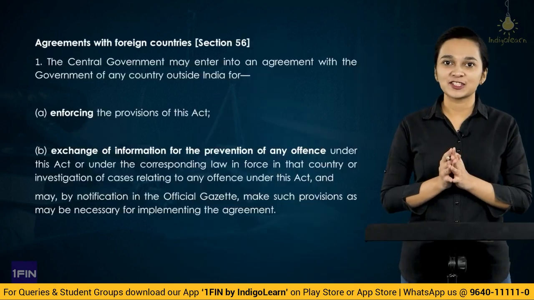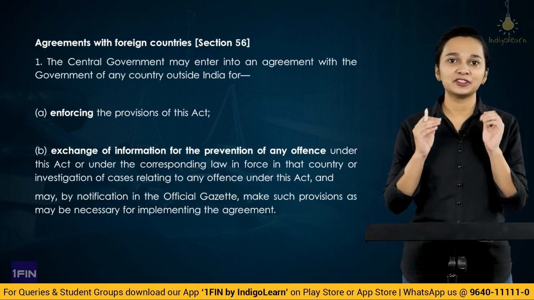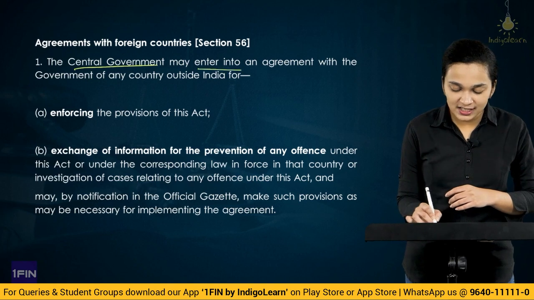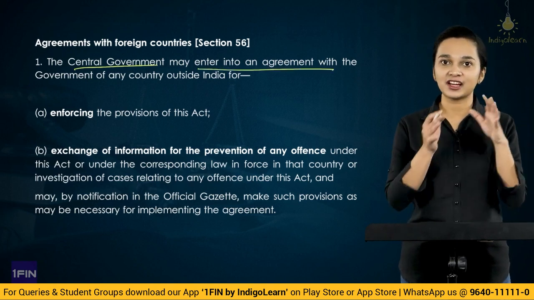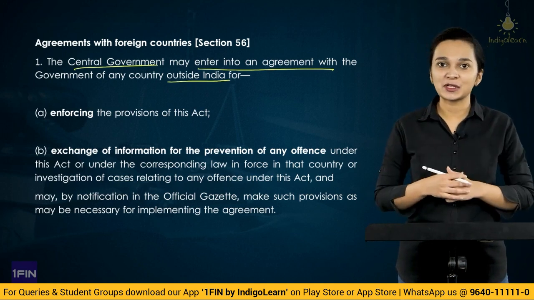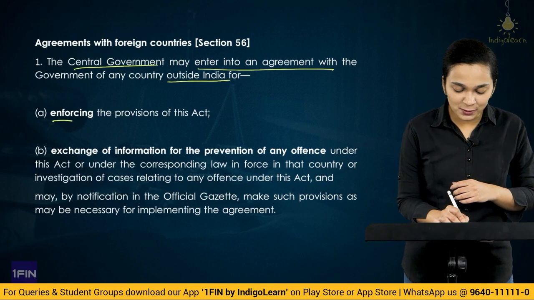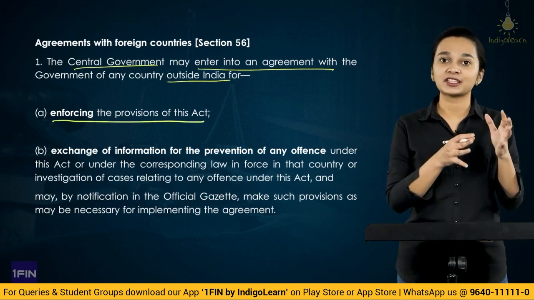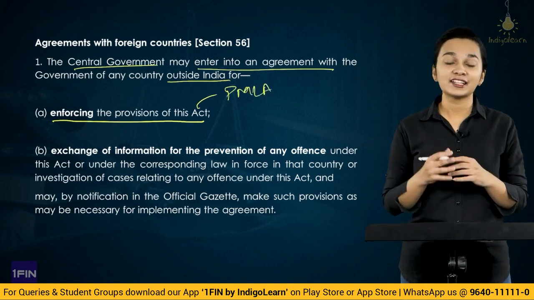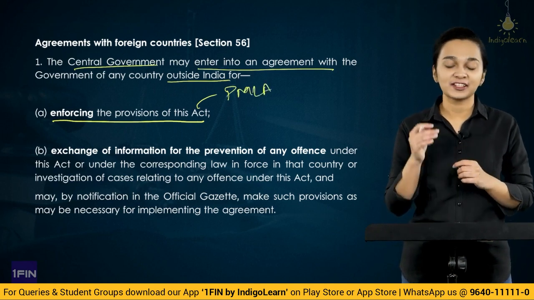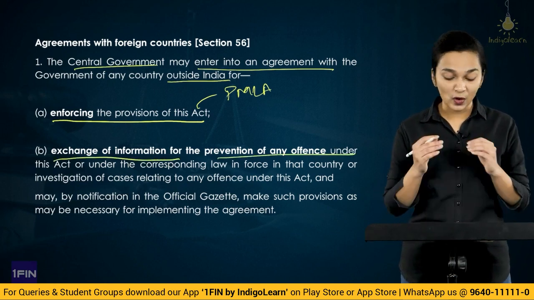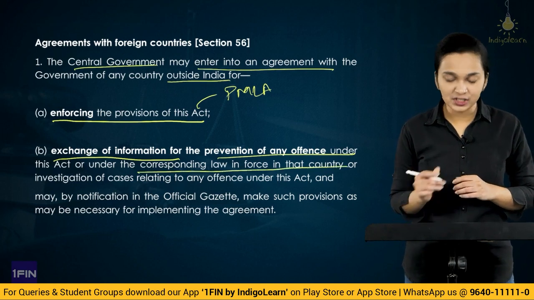So what does section 56 talk of? It talks of agreement between foreign countries or agreement with foreign countries. The central government may enter into an agreement with the government of a country outside India for, so what is the purpose with which the agreement will be entered? It is for enforcing the provisions of the act, that is enforcing the provisions of which act? PMLA. And apart from this, for exchange of information for prevention of any offence under this act or under the corresponding law in force in that country.